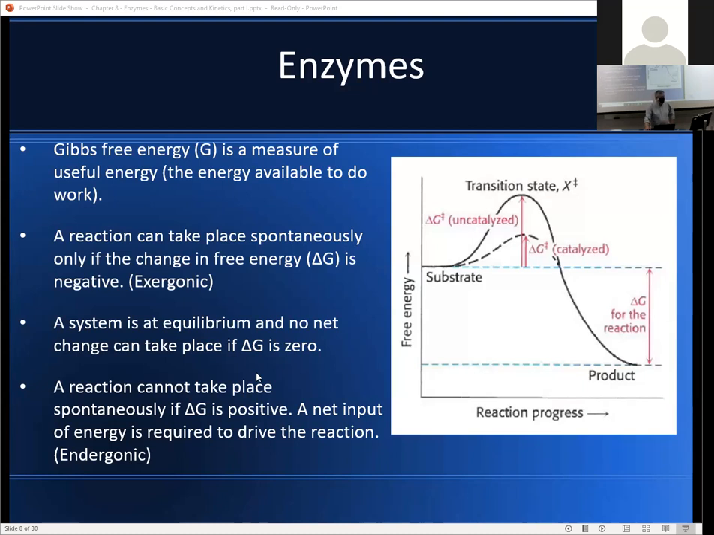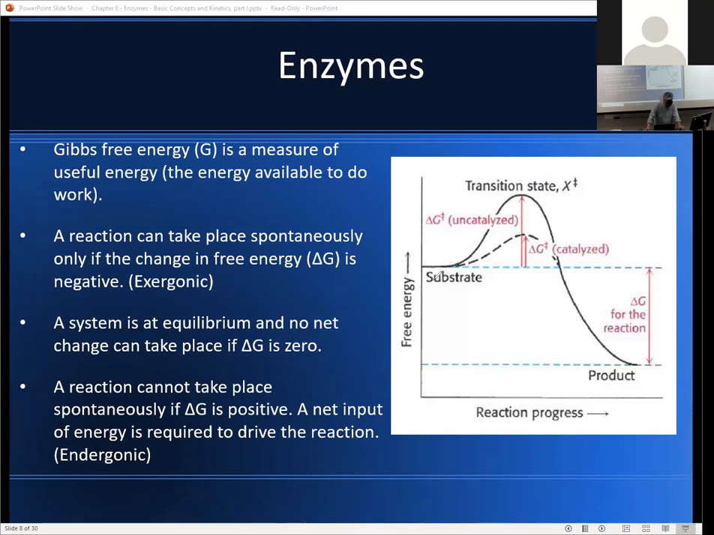Okay, so Gibbs free energy, which is abbreviated capital G, is a measure of useful energy, or the energy available to do work. A reaction can only take place spontaneously if the change in free energy, which is delta G, is negative, making the reaction an exergonic reaction. So let's look at this chart.